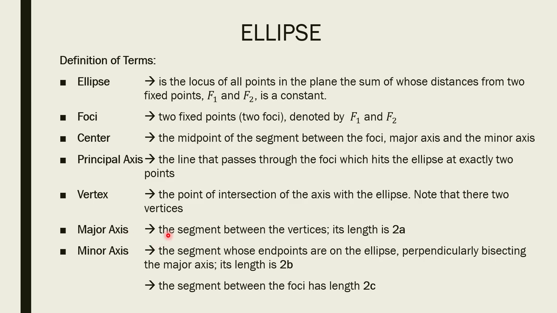The major axis is the segment between the vertices, and its length is 2a. The minor axis is the segment whose endpoints are on the ellipse, perpendicularly bisecting the major axis, and its length is 2b. And another term, the segment between the foci, has length 2c. We're only talking about the length of the foci.